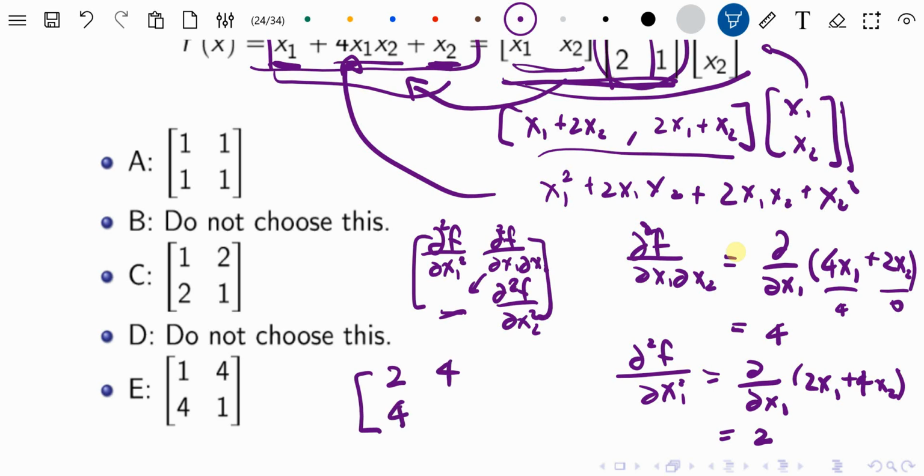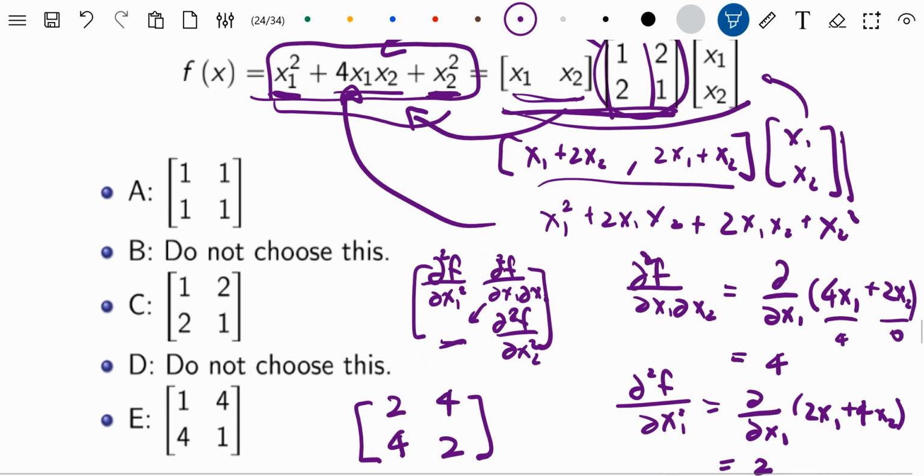The last one is symmetric, so I'll just put 2 here. So it's none of these. It's actually none of all 5. So in the question, there should be a half, and I forgot the half. That's why I wanted it to be C, but it turns out to be none of them.